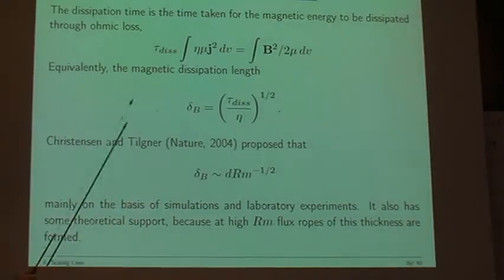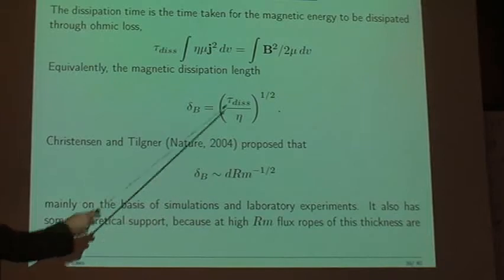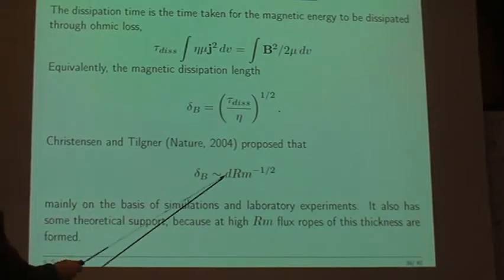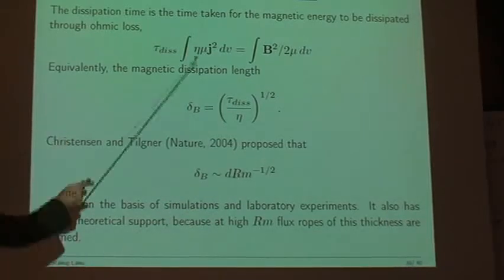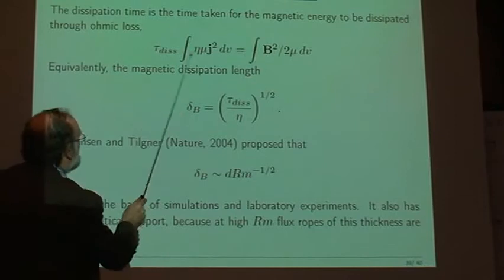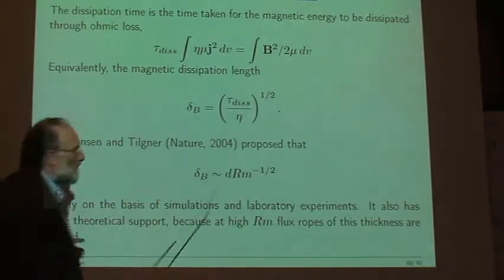But one, of course, gets now, if you know the dissipation time, so now we can work out in terms of Rm the ratio of that and that. And since we think we know that, we can therefore work that one out.